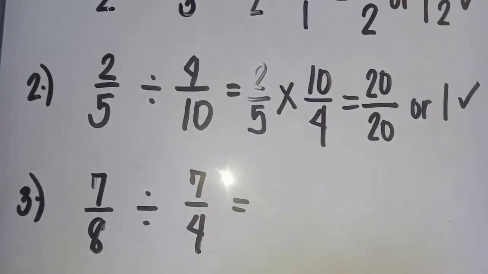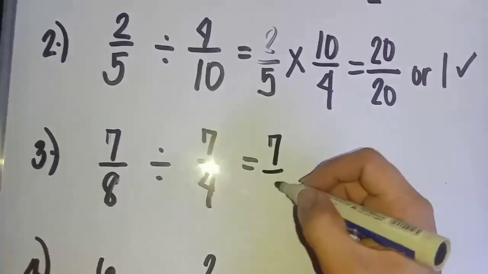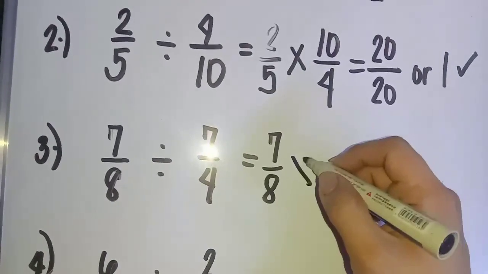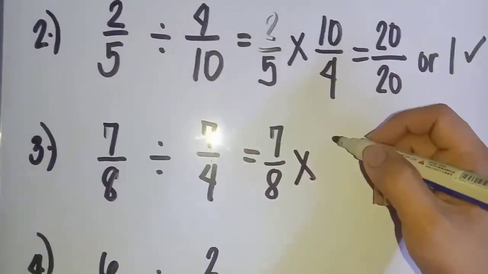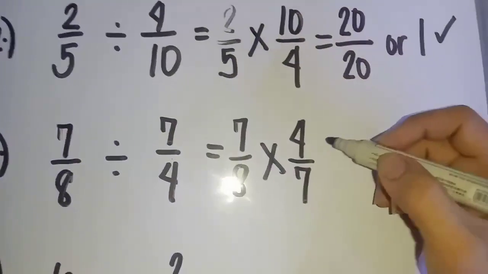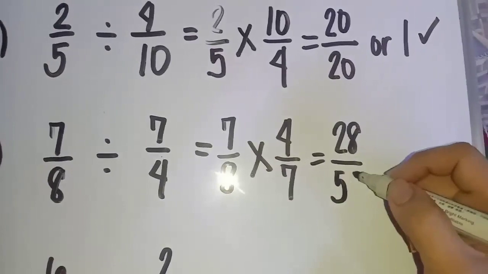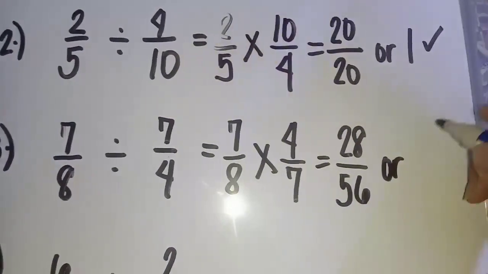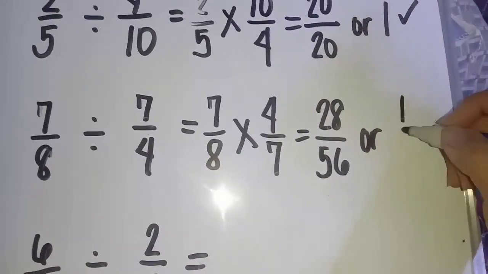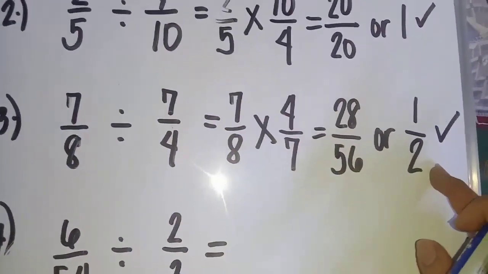Next number. 7/8 divided by 7/4. Let me repeat. The step is to retain the first fraction. So 7/8, just copy. Then proceed to multiplication. Find the reciprocal of your second fraction. In this case, we have 4 over 7. The opposite. Okay? Then multiply 7 times 4 is 28 over 8 times 7 is 56. Or we can simplify this further by dividing both parts of this fraction by 28. So we get 1/2. Therefore, this item has a quotient of 1/2.